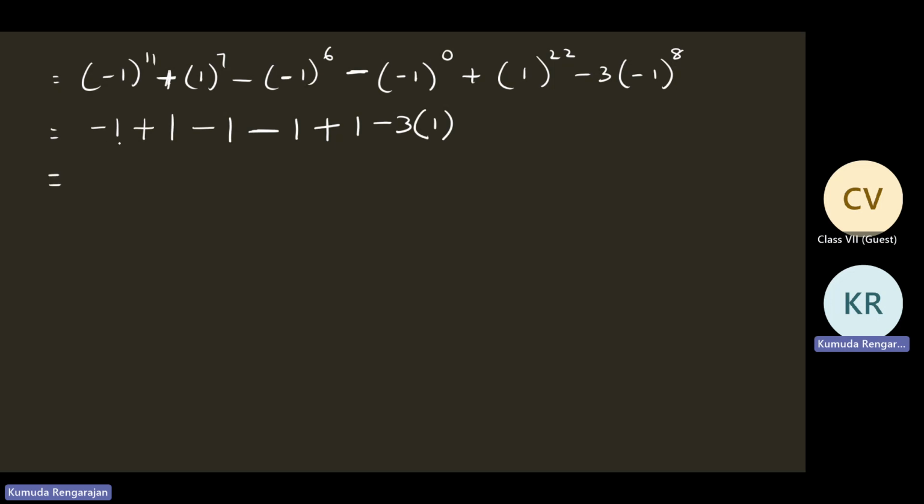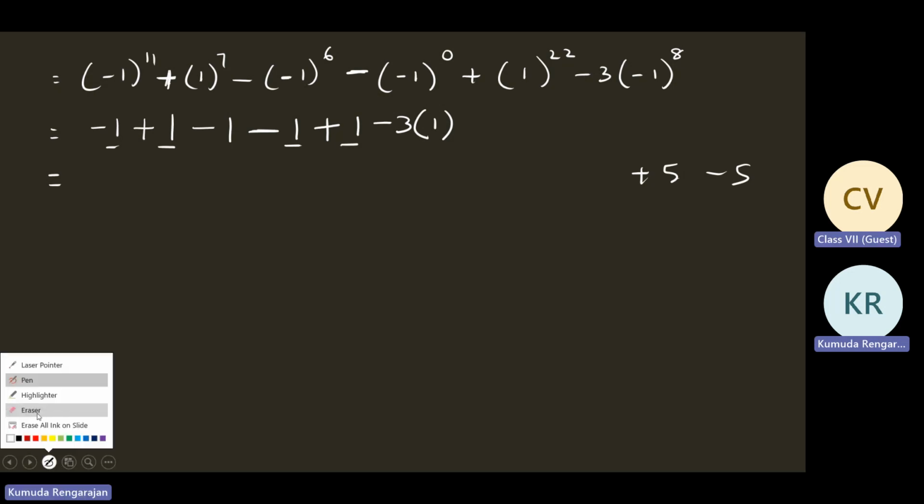Do you know that you can cancel plus 1 and minus 1? No, ma'am. Okay, no problem. When two things have the same value but opposite signs, you can cancel. See, now you can do it like this. What is minus 1 plus 1? 0. Like plus 5 minus 5 is 0. So when it is 0, you can cancel it like this.